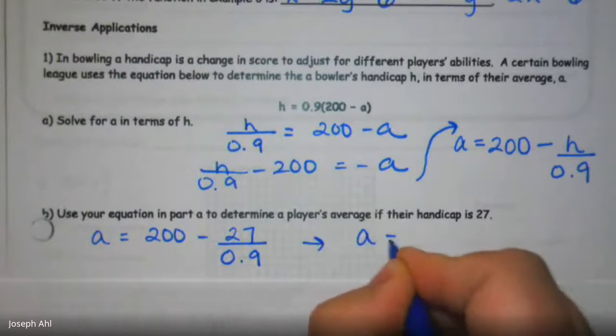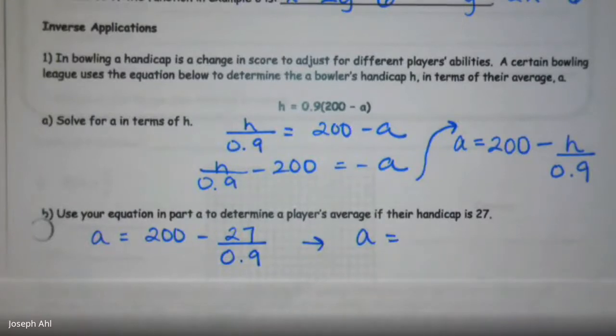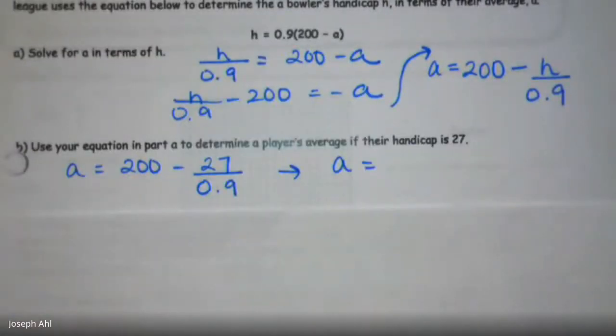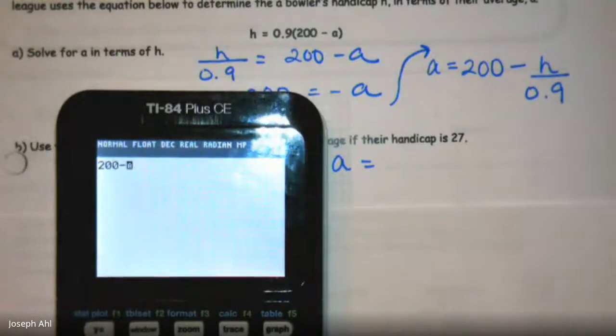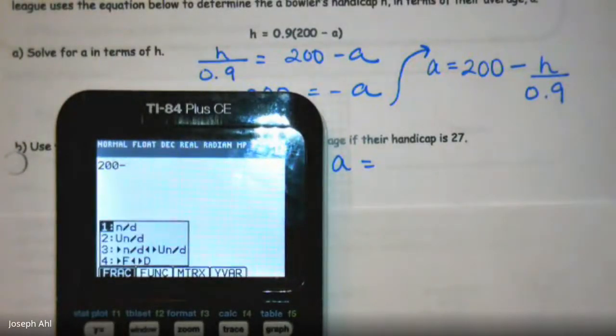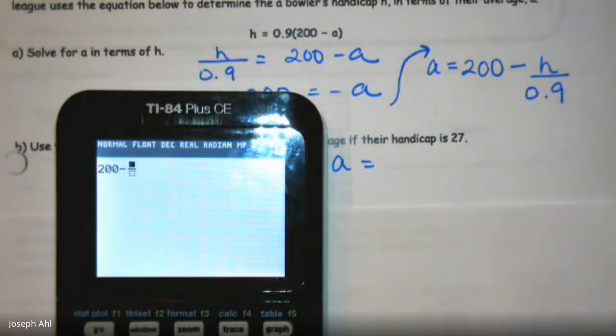And this you can just type into your calculator here. You don't want to have to do the work in your head. So 200 minus, I'm going to make a fancy fraction. That's how I just got there. And the handicap was 27 over 0.9.